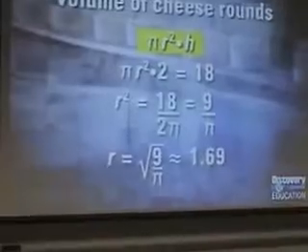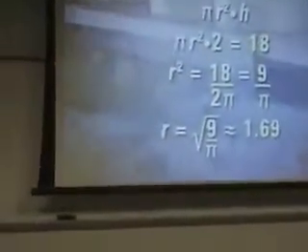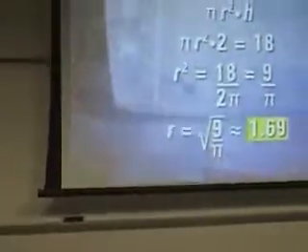Using the formula for the volume of a cylinder, cheese rounds with the same volume and the same height would have a radius of 1.69 inches. Now the cheesemaker wants to figure out the amount of packaging material needed for cheese rounds versus cheese blocks. To do so, he must calculate the surface areas of both.